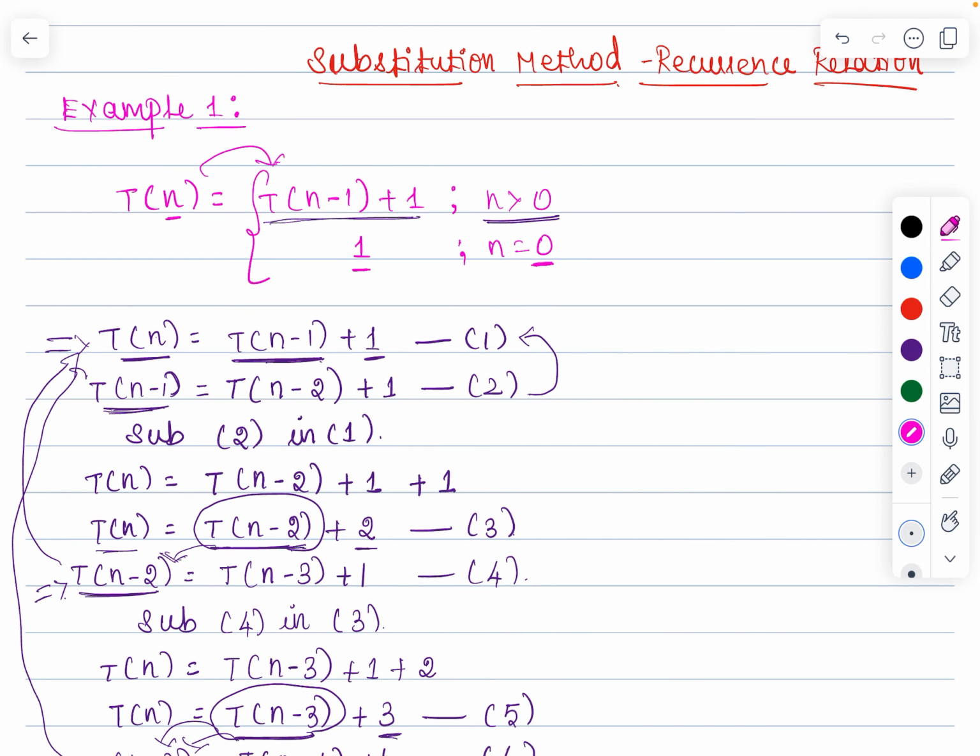So this is how you are supposed to solve the recurrence relation where the decreasing function is involved using the substitution method. Let us discuss another example in the next video.